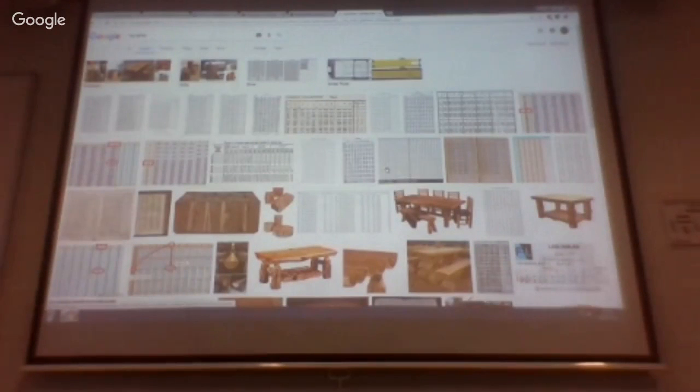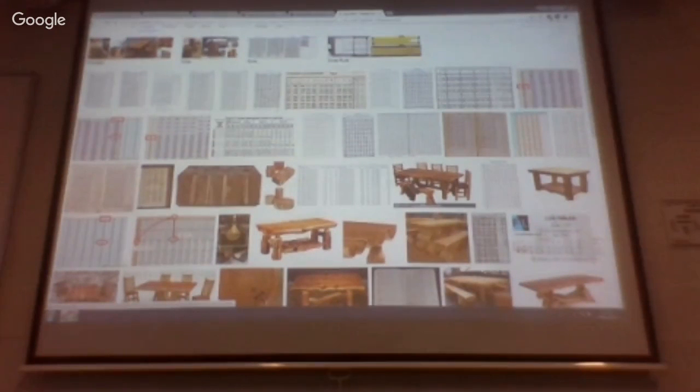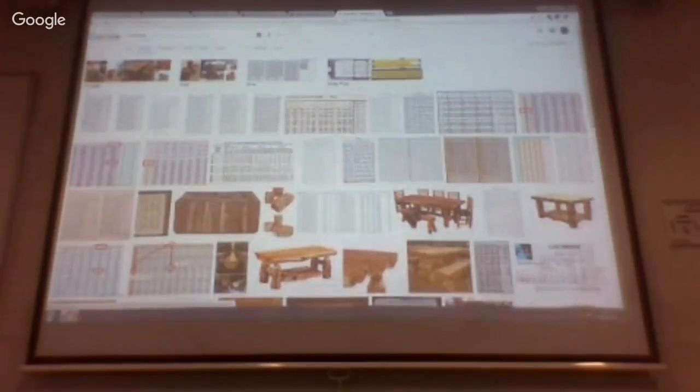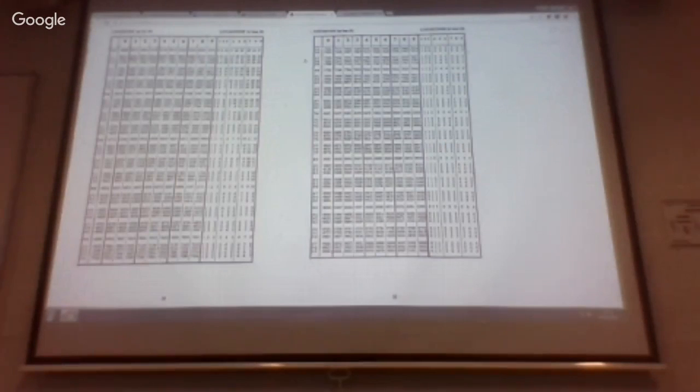If you Google log tables, you get two kinds of things occurring. We're not interested in these ones so much. It still gets a laugh, I think I've done that joke three years in a row. It still works. This is the kind of thing we're interested in.